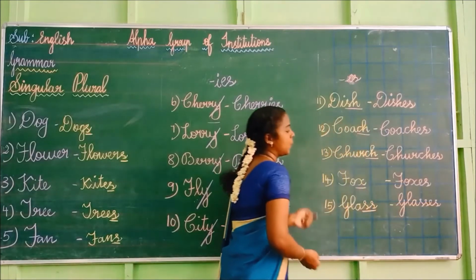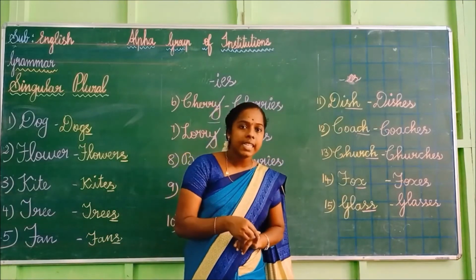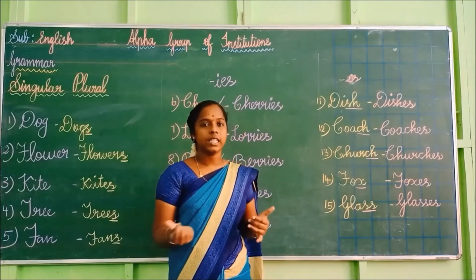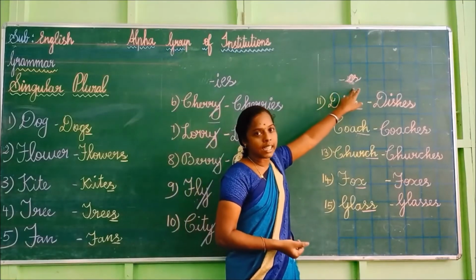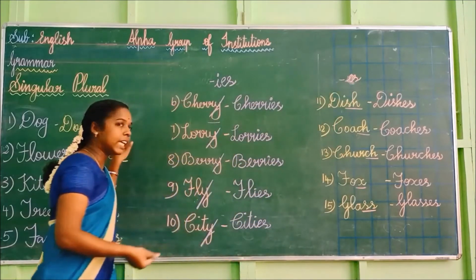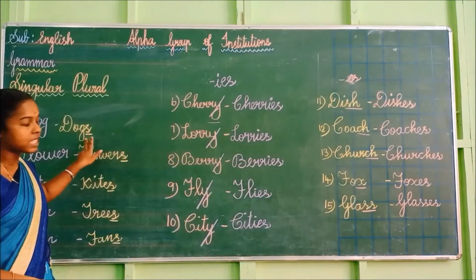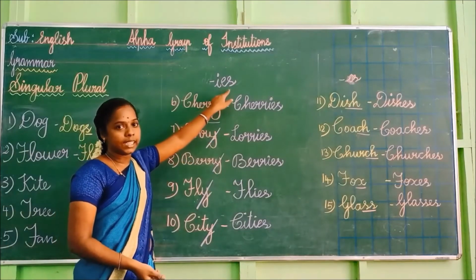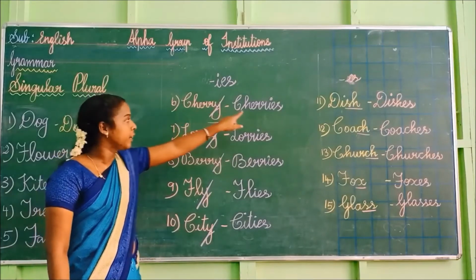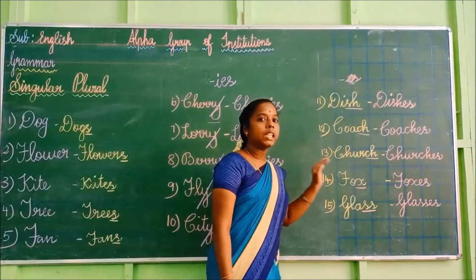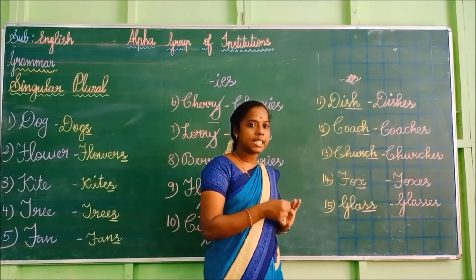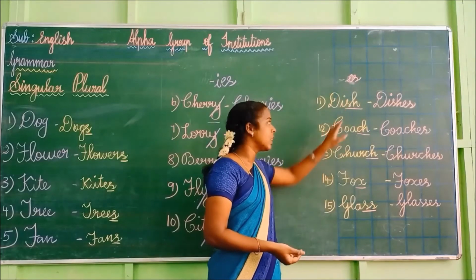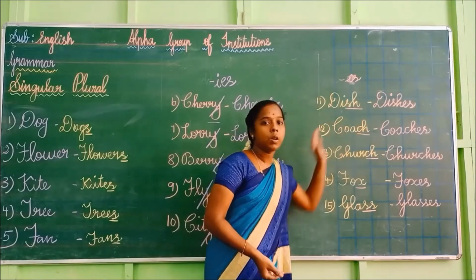Glasses. So, if the singular noun ends with S, SS, SH, CH, X or Z, you have to add ES. Have you understood, children? For the regular nouns, you have to simply add S. If the singular noun ends with Y, you have to remove the Y and add IES to the singular noun to make the singular into plural. If the singular noun ends with S, SS, SH, CH, X or Z, you have to add ES to the singular noun to make it plural.